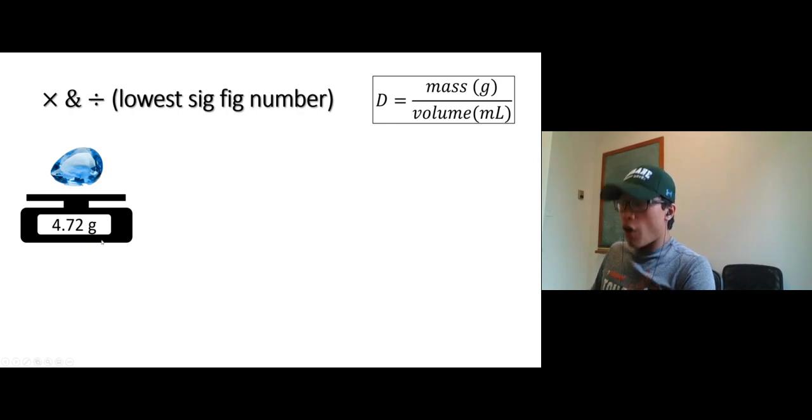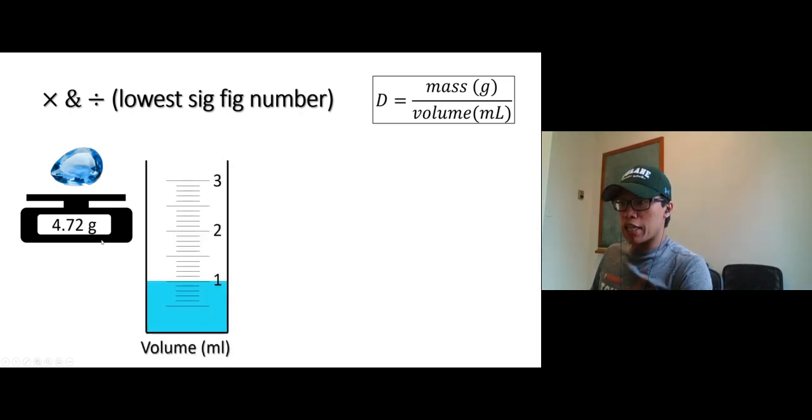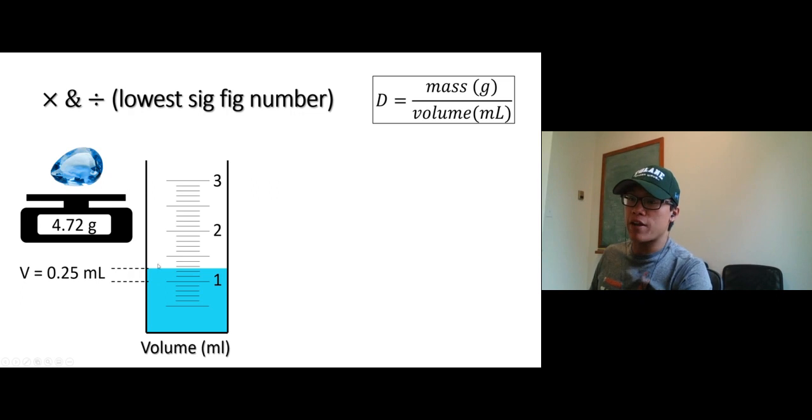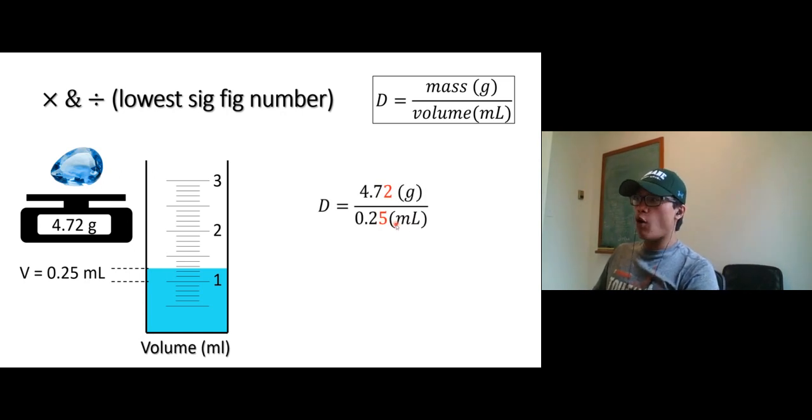And for the volume, we use a graduated cylinder. Have some water in it, and then submerge this object into the water and look at the difference in volume. So we have initial volume and final volume. I subtracted it for you, so you get 0.25 milliliter. The last digit is estimated. To find the density, just plug in mass over volume.